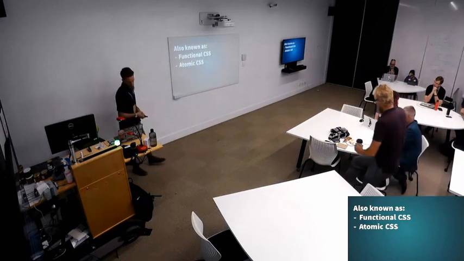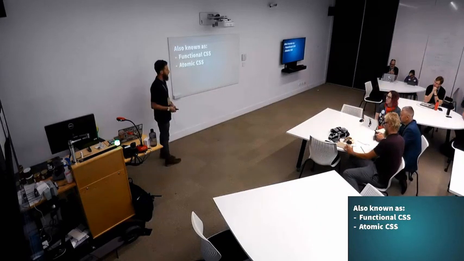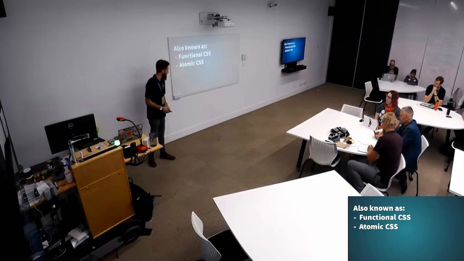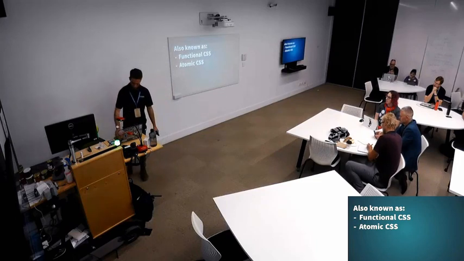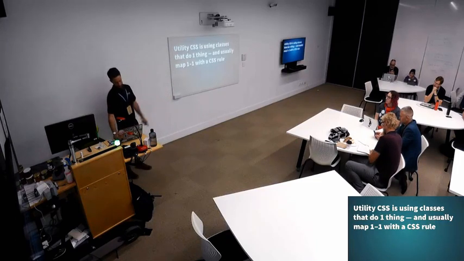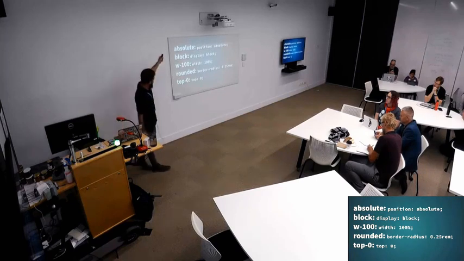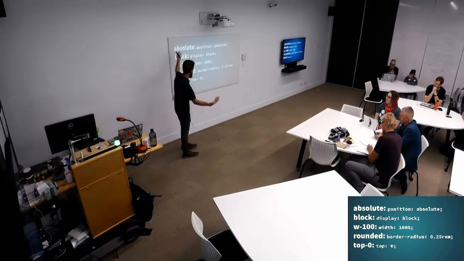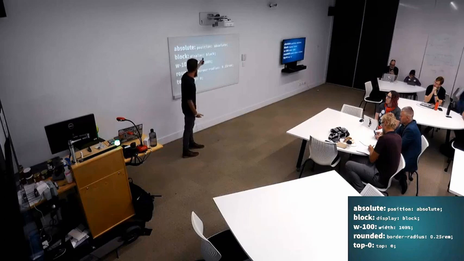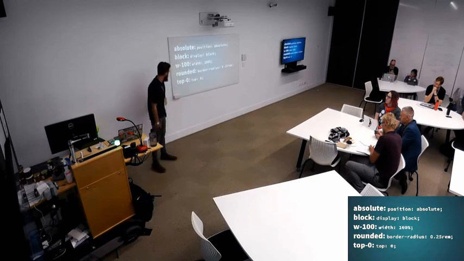Sometimes people refer to it as functional or atomic CSS. So if you've ever heard those two terms, it's basically the same thing. And yeah, it maps one-to-one with a CSS rule. Here's some examples. So you might have a class of absolute, which would mean position absolute, block, display block, etc., etc.